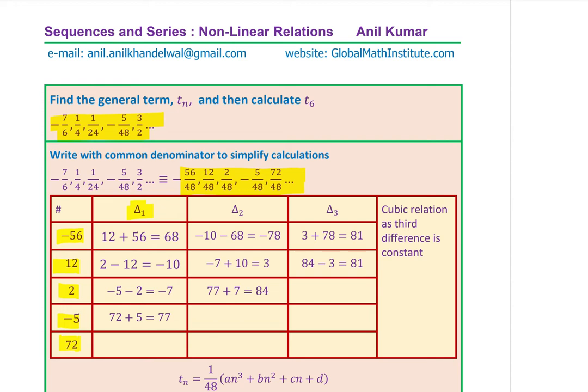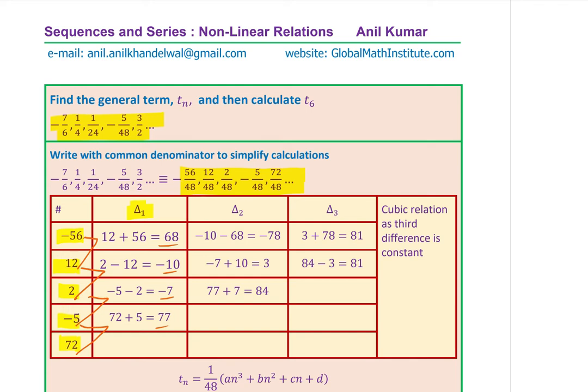So in this particular line, we got 12 minus 56, then 2 minus 12, 5 minus 2, and 72 minus 5. We got our results as shown here. The first difference is not constant. Clearly, it is not a linear function.